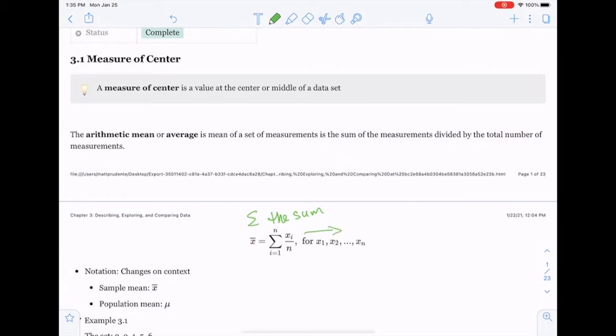And that notation, the sum or sigma of x sub i, from 1 to n, really just means that we're going to take the first data point and add the second data point and add the third data point and add the nth or last data point, and then divide it by the total number of things.